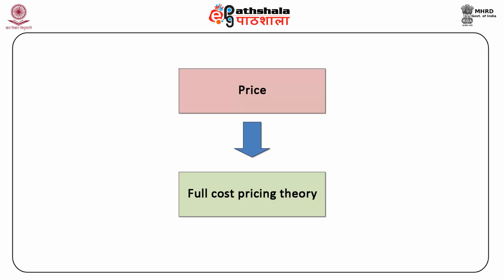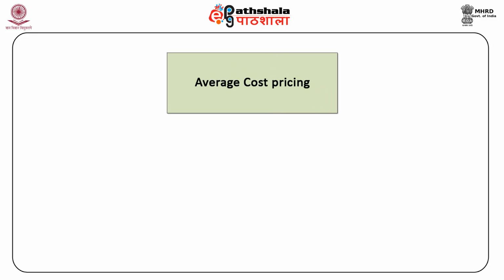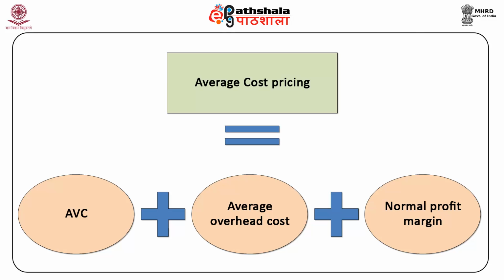That is, average variable direct cost plus average overhead cost plus a margin for profit. Here, the formula to calculate average cost pricing is given as: average cost pricing is equal to AVC plus average overhead cost plus normal profit margin.